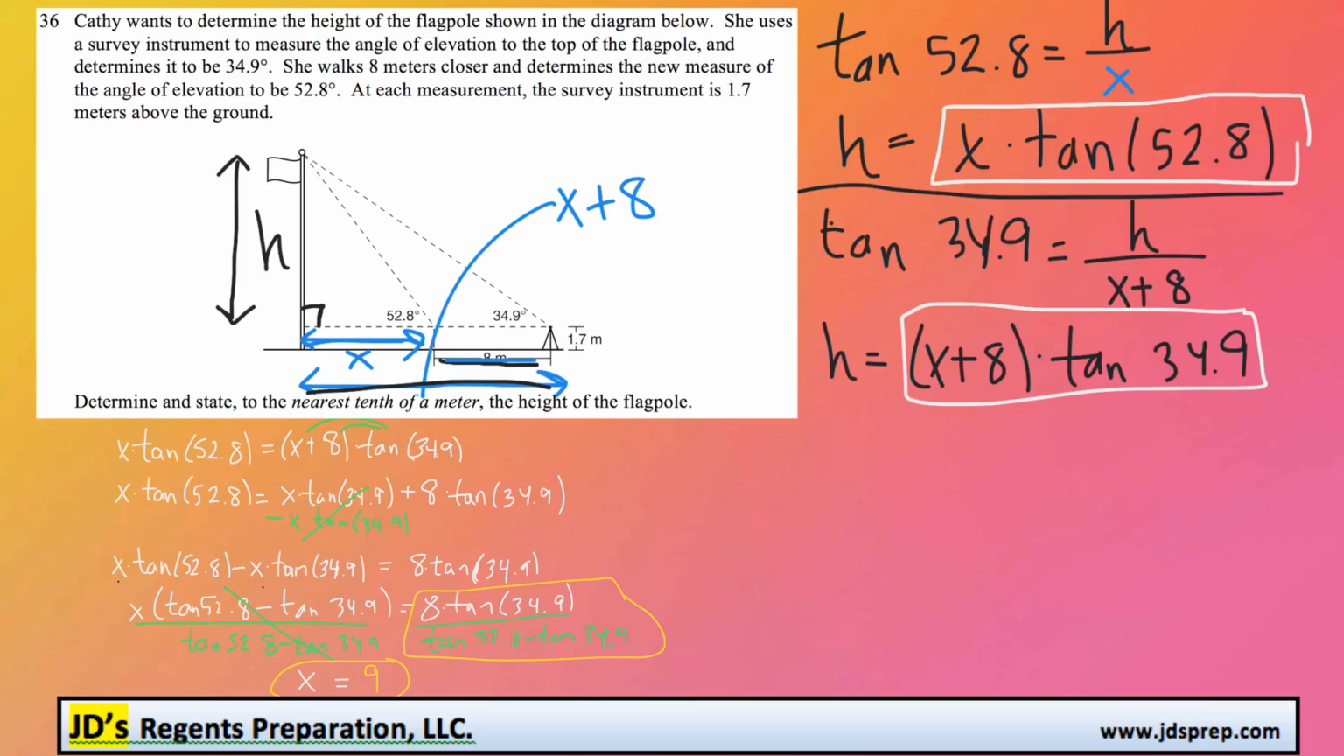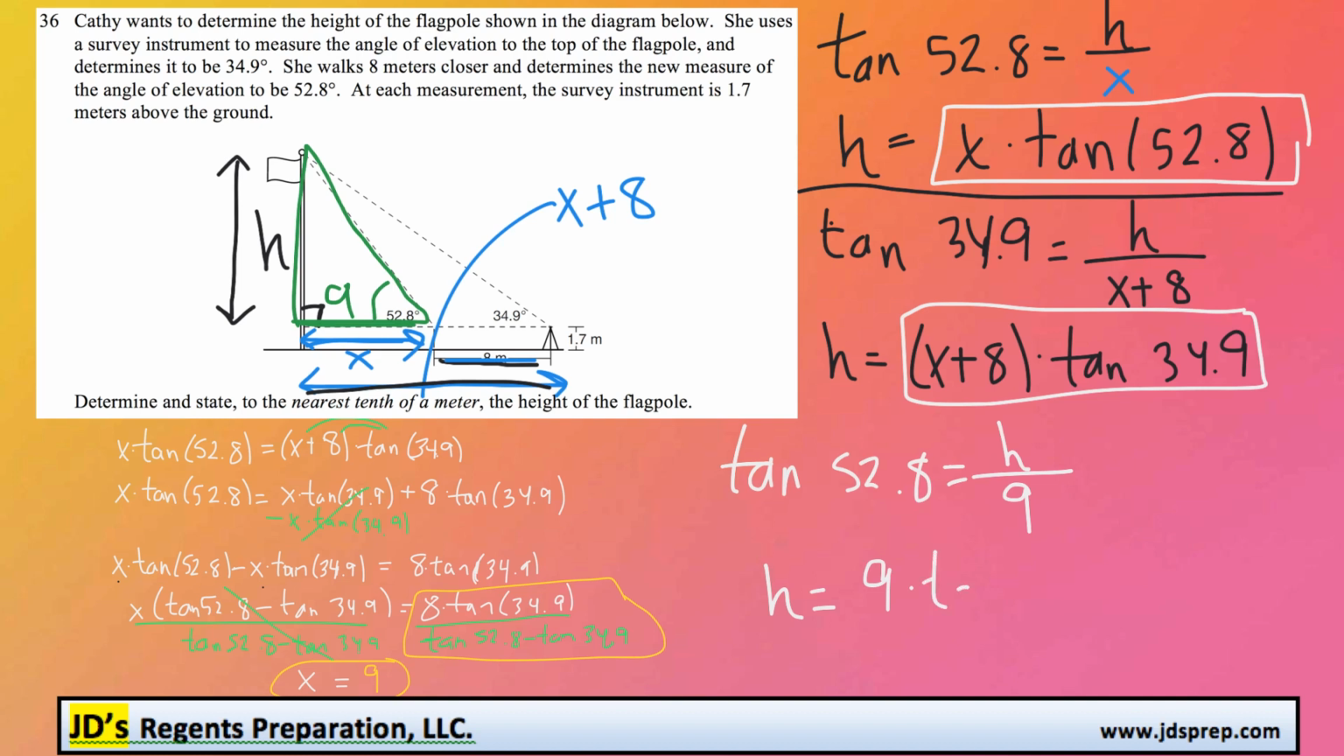Now, we're not done yet though. Remember, we're trying to find the height of the flagpole. But now that we do know that x has a value of 9, we can utilize this smaller triangle, because we do know the angle is 52.8. We now know the x distance is 9, so we can use a tan ratio to find out our height. So we'll say tan of 52.8 equals our height over our x distance, which we know now to be 9. So our height we can find by taking 9 and multiplying it by tan of 52.8.